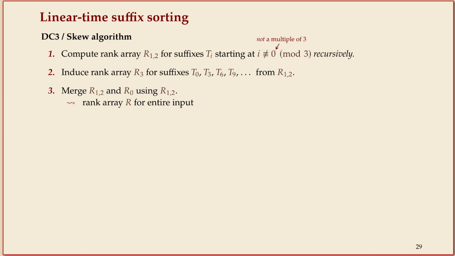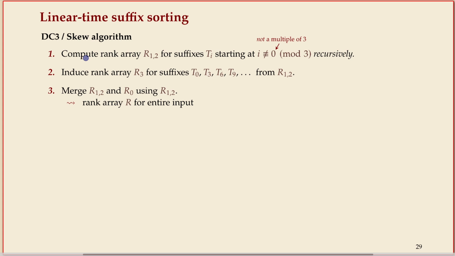So time for the actual algorithm. We'll go through in stages. So this is the high-level overview first. The algorithm is called DC3 or SKU. That stands for difference cover, because you can generalize the algorithm, but that's not relevant for us. It does something fairly peculiar.